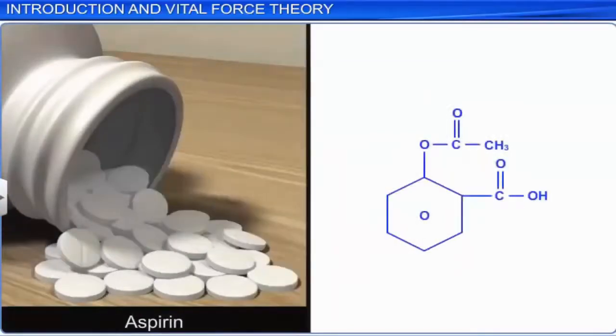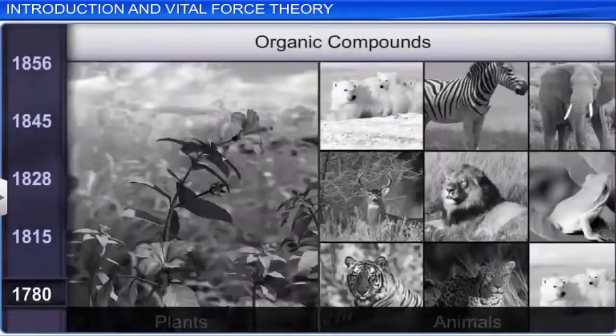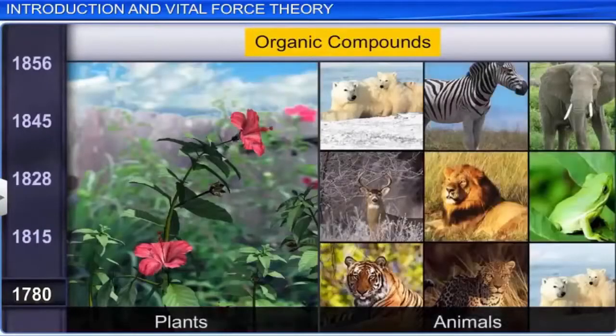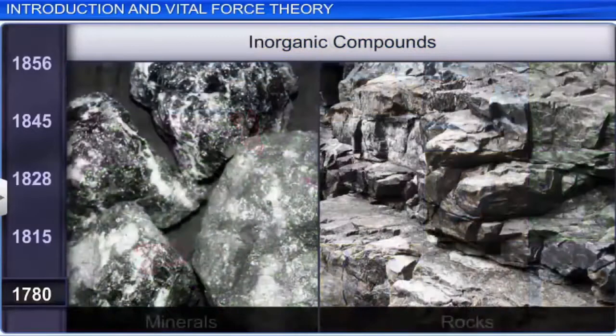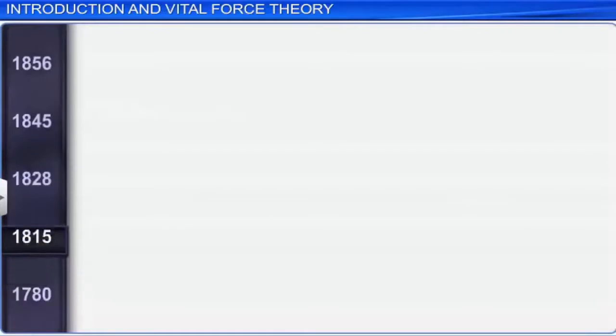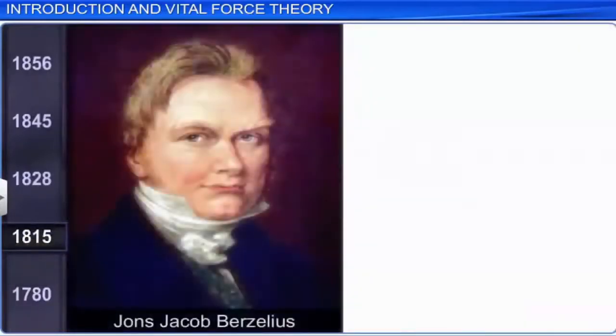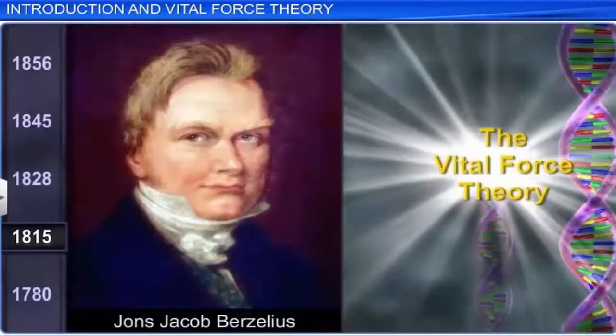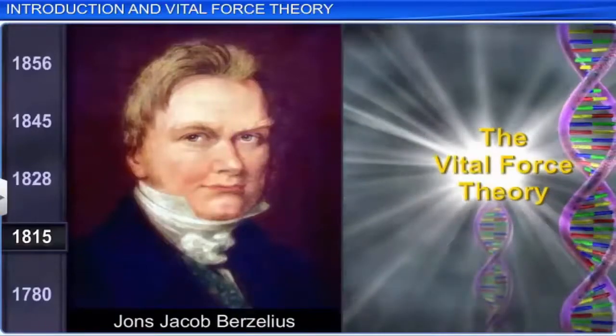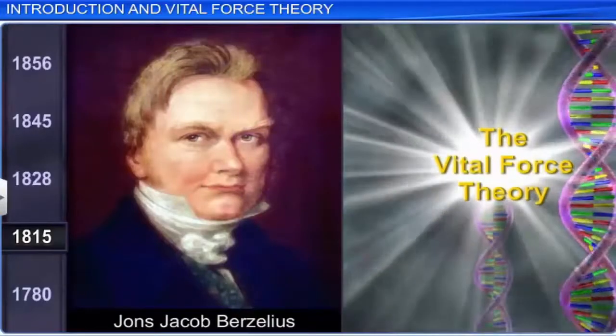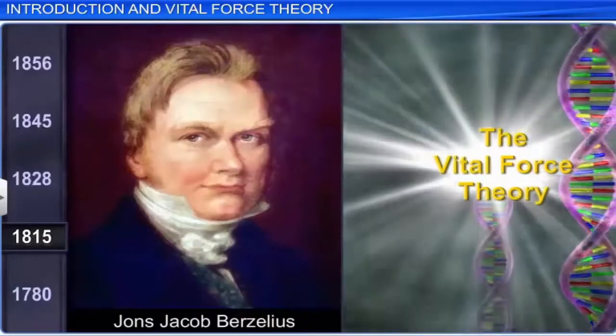In 1780, chemists discovered that organic compounds can be obtained directly or indirectly from plants and animals, while inorganic compounds are obtained from non-living resources such as minerals and rocks. In 1815, Berzelius, a Swedish chemist, suggested a theory which is known as the vital force theory. In his theory, he stated that organic compounds are produced only under the influence of some mysterious force existing in the living organisms.